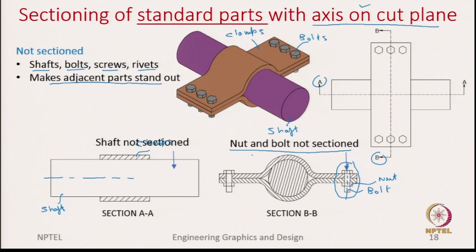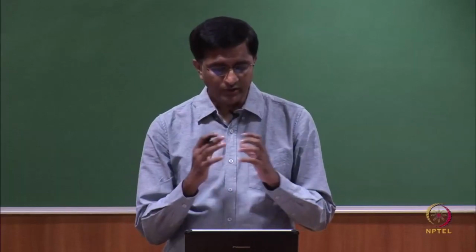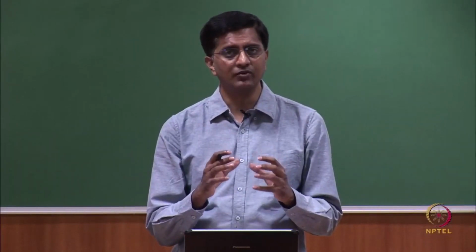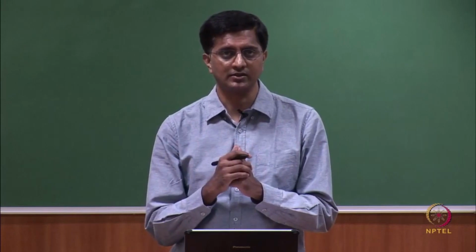But surprisingly, you will now see that the shaft is hatched, and the reason, again going back to whether the axis of the shaft is on the cutting plane or not, is that the axis of the shaft is perpendicular to the cutting plane, so it does not meet the requirement. That is why we show the shaft with hatching, and of course, we show the hatchings also for the clamps. I hope this clarifies when to show the standard parts in hatching and when not to show the standard parts in hatching.